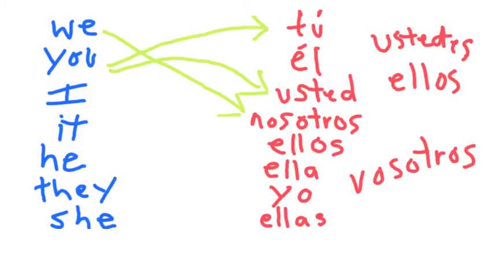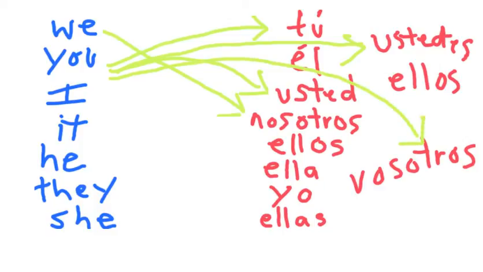Oh, but wait a minute. What if there is more than one of you that you're talking to? That could be you all, which in English is also you. So that would be ustedes. And that also, if you lived in Spain and they were your friends, could be vosotros as well. So you will notice that we have 4 words for you in Spanish: tú, usted, vosotros, ustedes, depending on whether you are a friend or not, and depending on how many of them are or not.